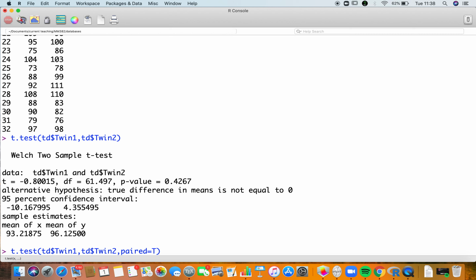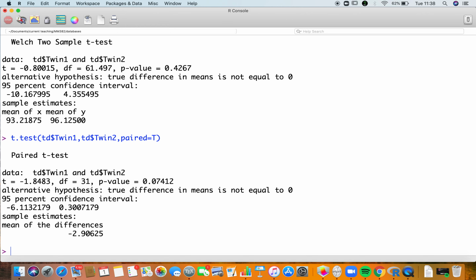equals TRUE. Okay, because you know that the samples are not independent, they're dependent samples, and you want R to take account of that. And when you do that, folks, you get a significantly different 95% confidence interval. It's minus 6.1 to 0.3. And that's a very, very important little thing to remember. Being able to identify when two samples are dependent is usually fairly straightforward, but you need to keep it in your mind when you're doing this type of analysis.